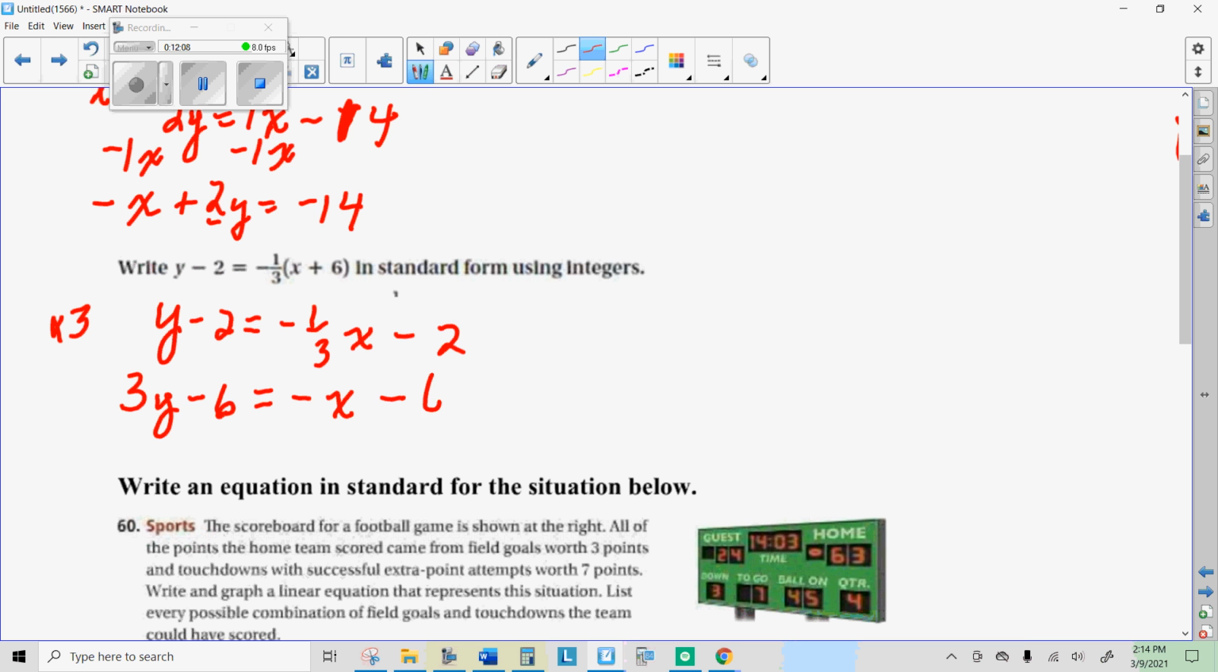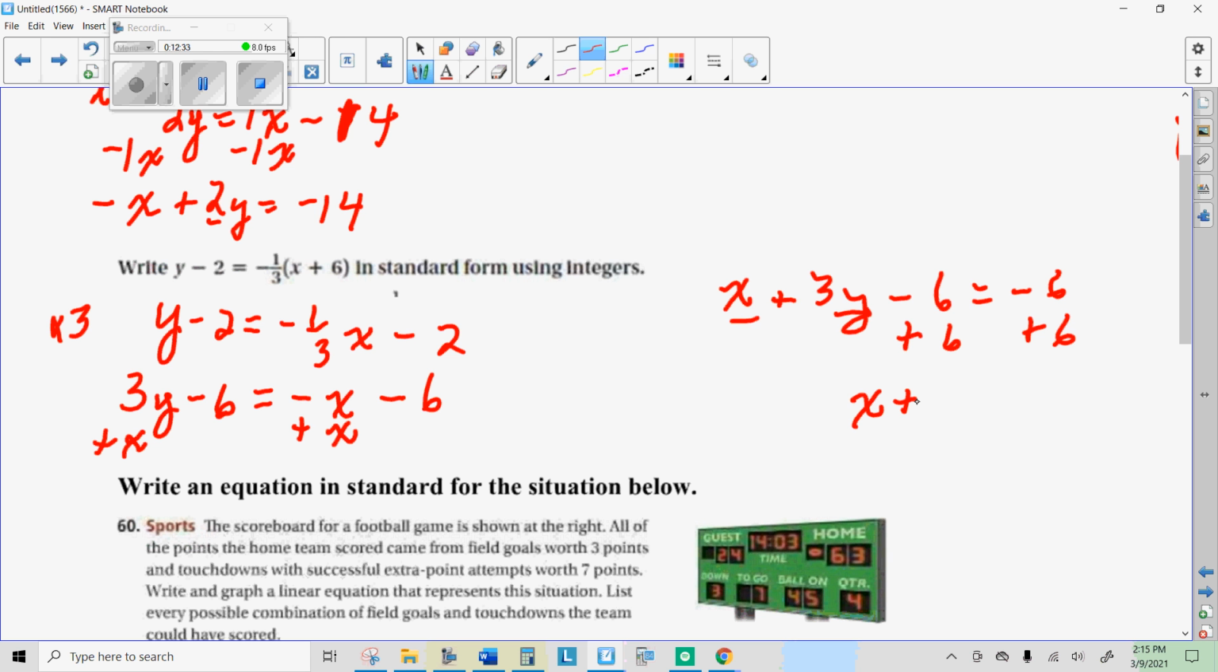Minus 6. Now I need to get this -x off of this right side, so I'm going to add x to both sides. Running out of room, I now have x plus 3y minus 6 equals -6. And to just have the x and the 3y over here, I'm going to add 6 to both sides. And I get that. Now it's in standard form.